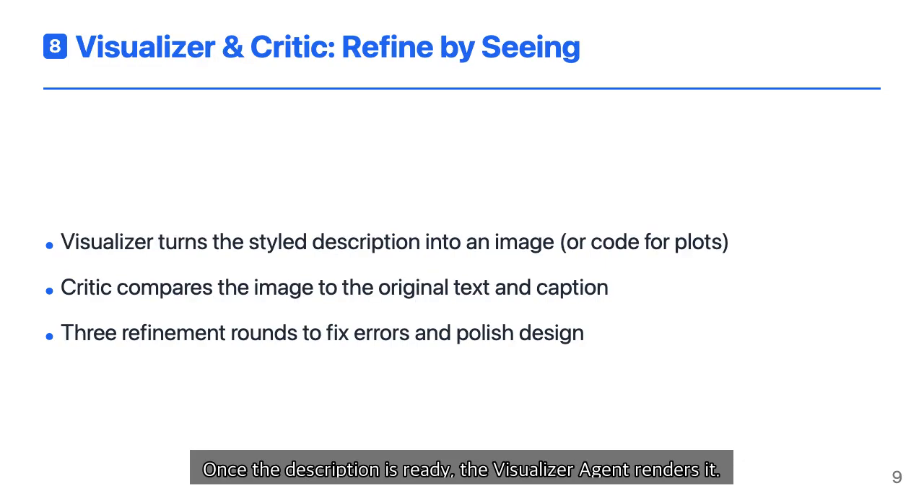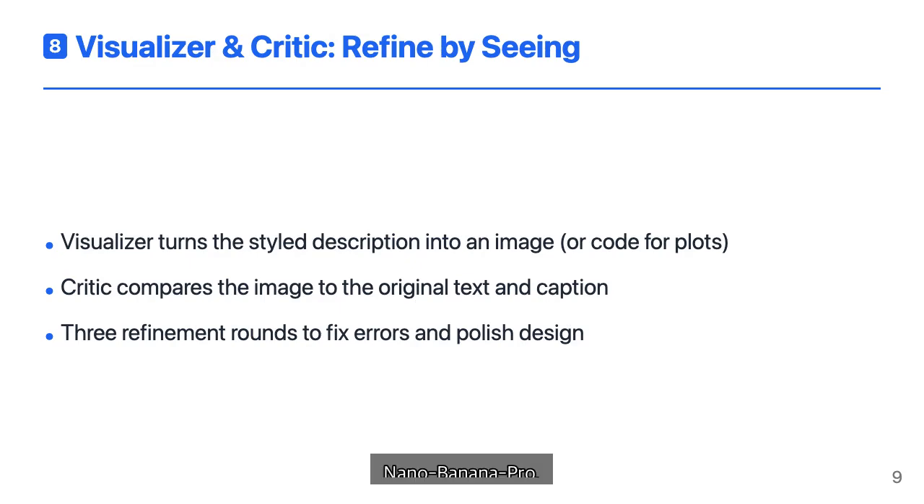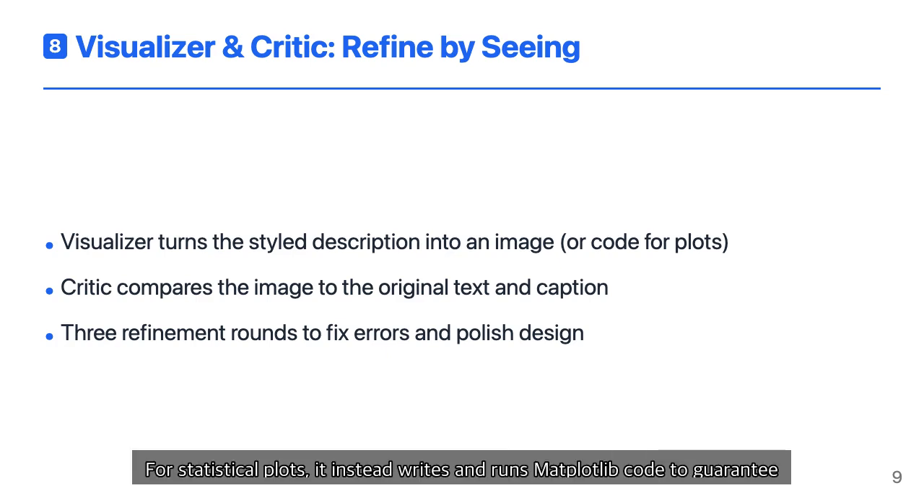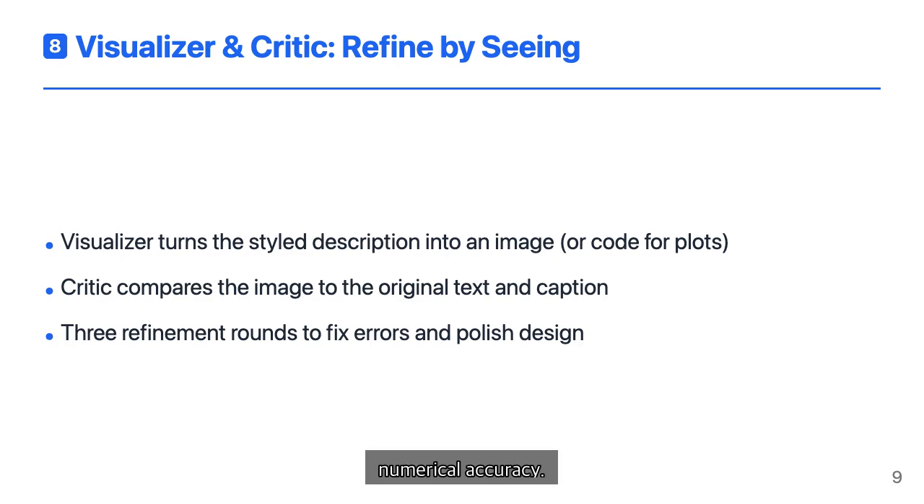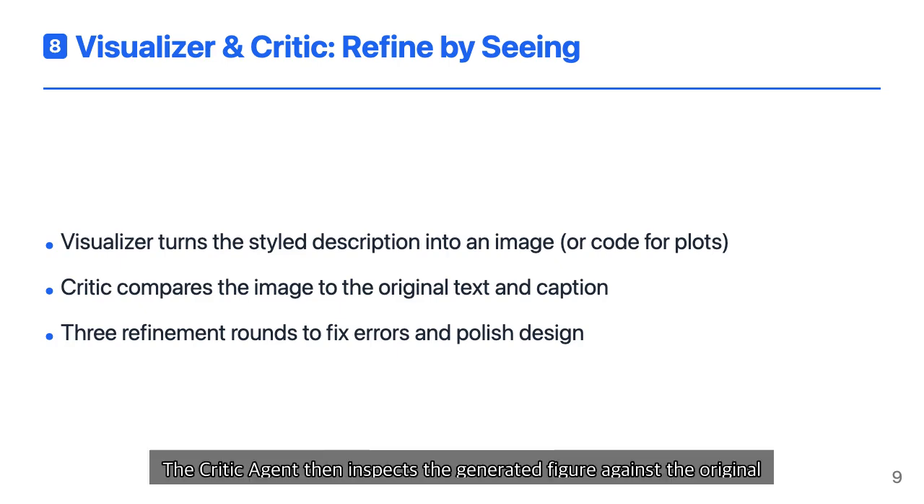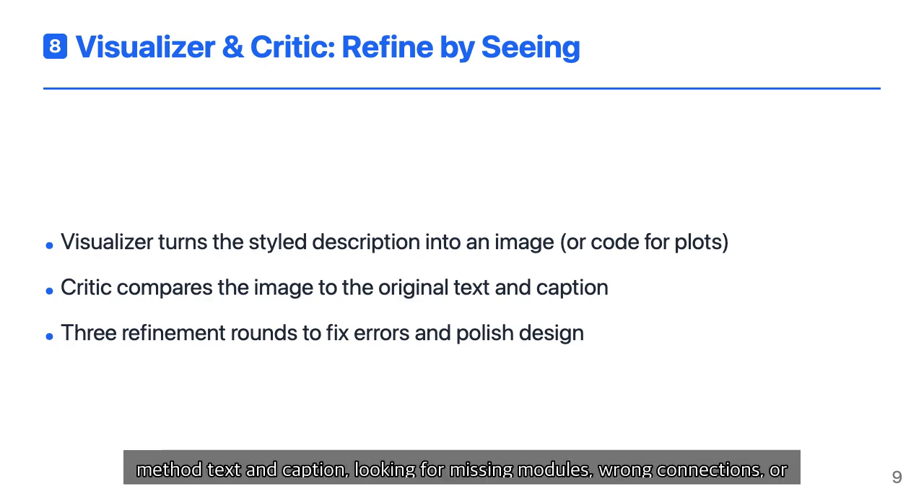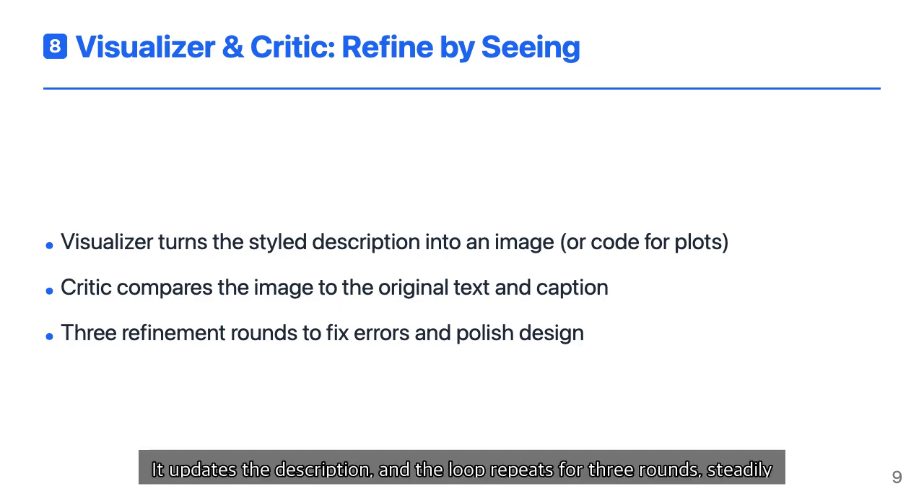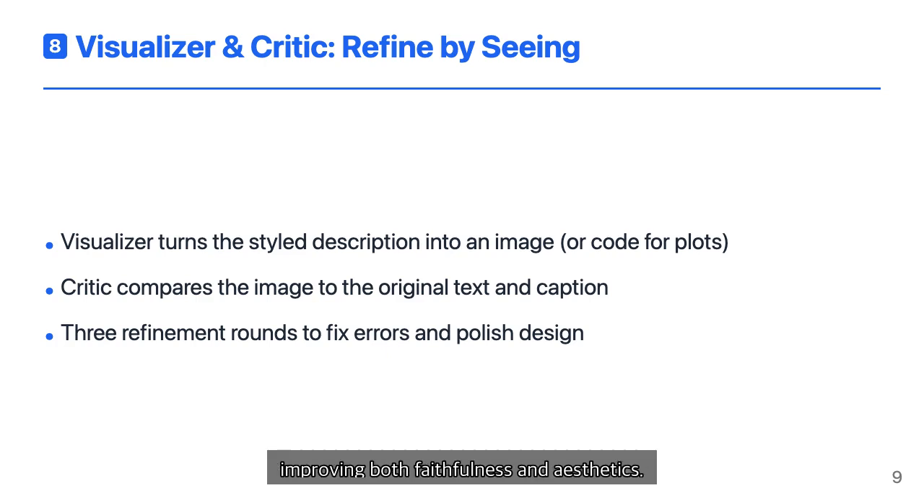Once the description is ready, the visualizer agent renders it. For methodology diagrams, it calls an image generation model like PaperBanana Pro. For statistical plots, it instead writes and runs matplotlib code to guarantee numerical accuracy. The critic agent then inspects the generated figure against the original method text and caption, looking for missing modules, wrong connections, or visual issues. It updates the description, and the loop repeats for 3 rounds, steadily improving both faithfulness and aesthetics.